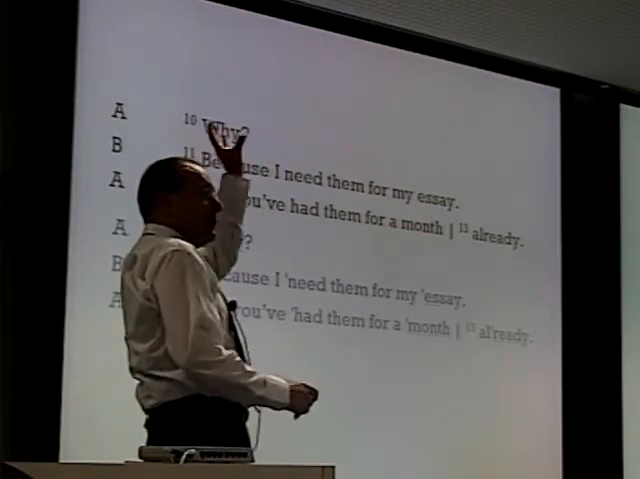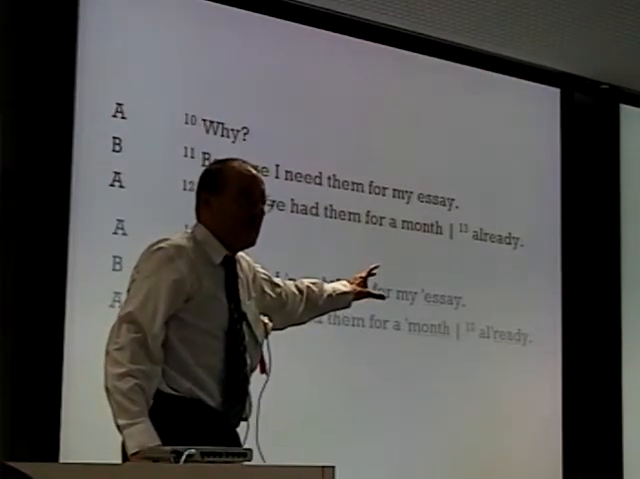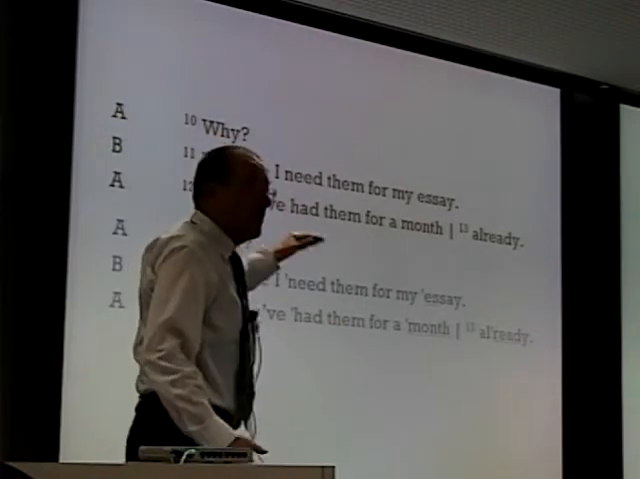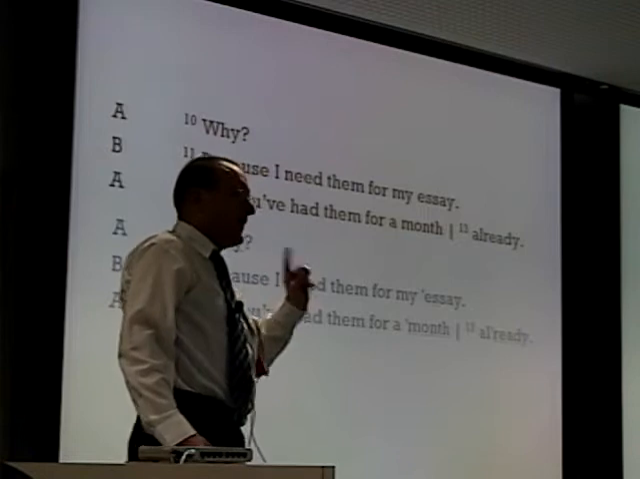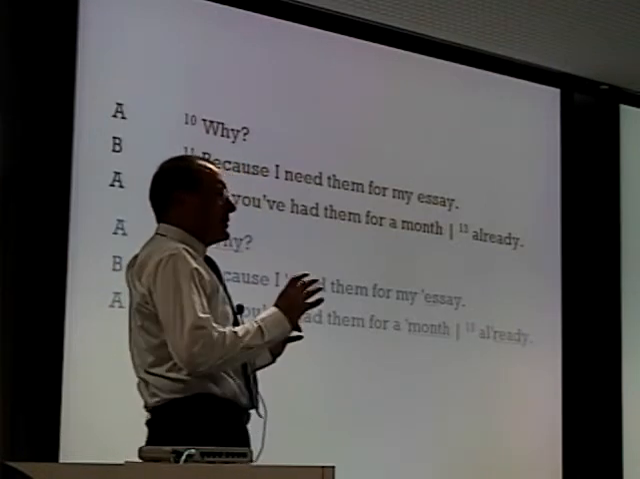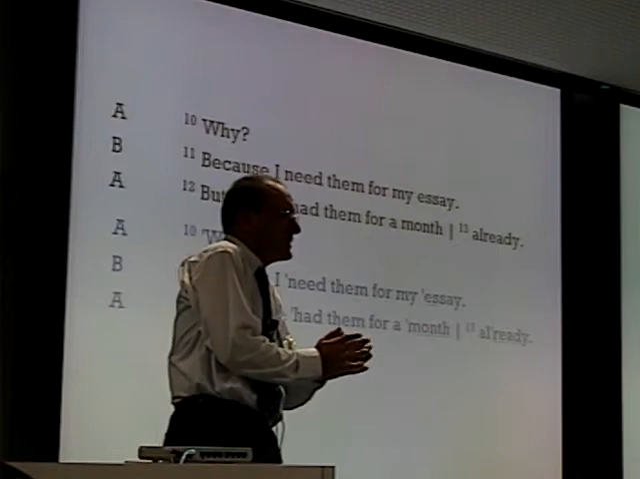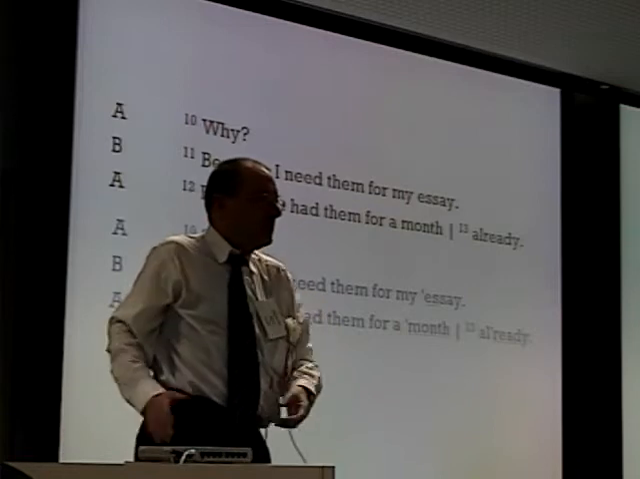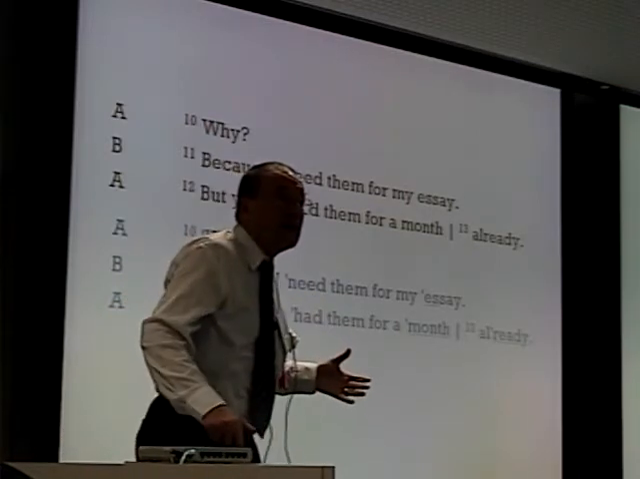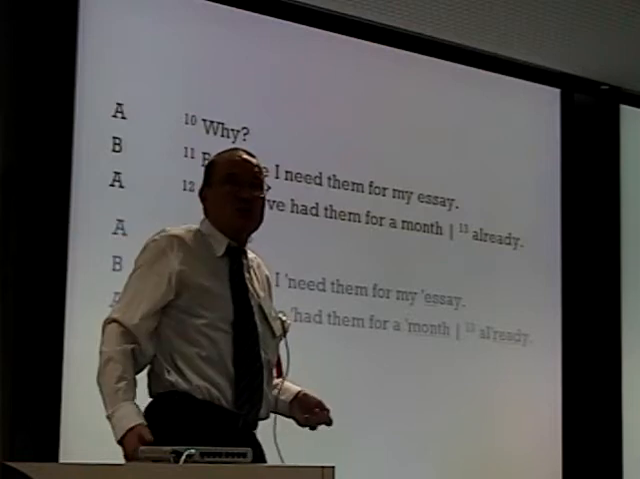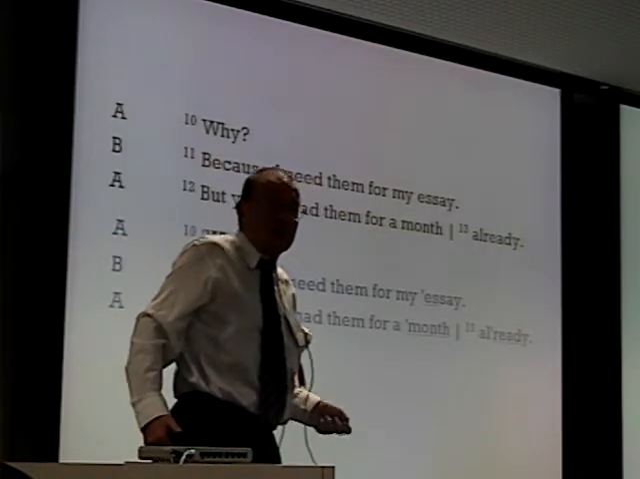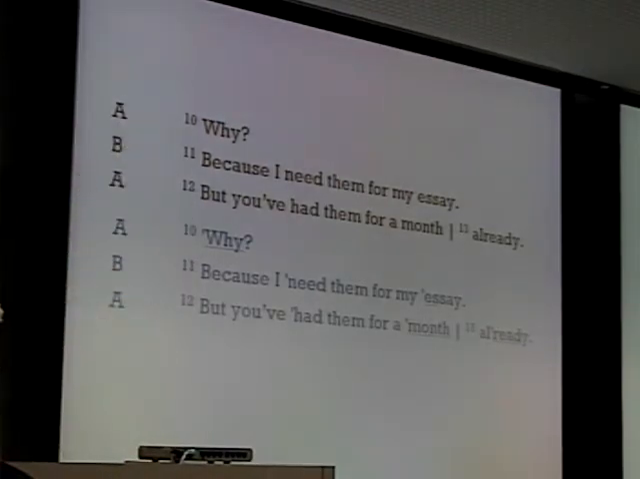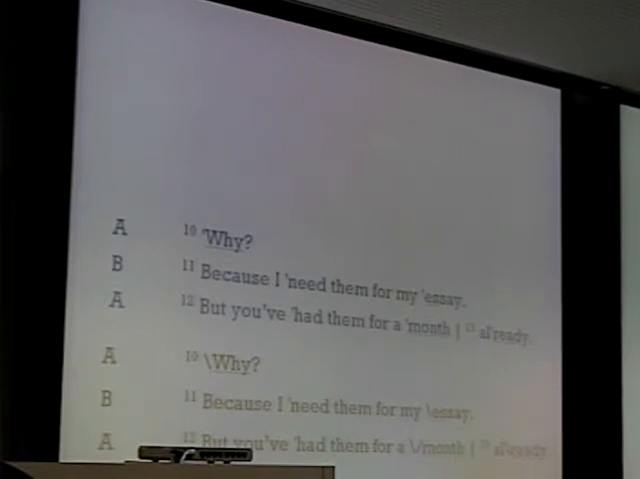Alternatively, we treat the already as the main part, and we then use the pattern of a fall rise and a fall. But you've had them for a month already. That, I think, is a bit better, because the fall rise also draws a contrast. That's one of its main meanings, a contrast between what is and what isn't. You've already had them for a month, contrasting with some shorter period which might be tolerable, but you've had them for a very long period. You've had them for a month. Then we have our fall already. And that's what I chose.